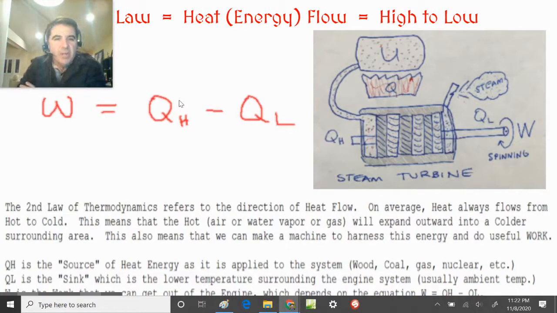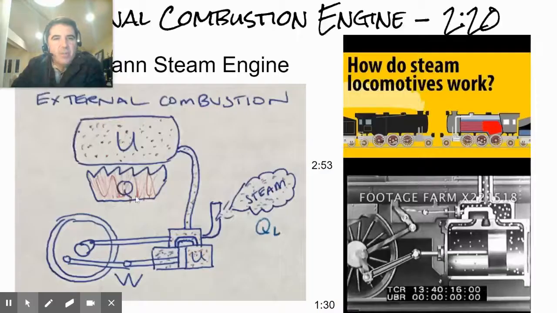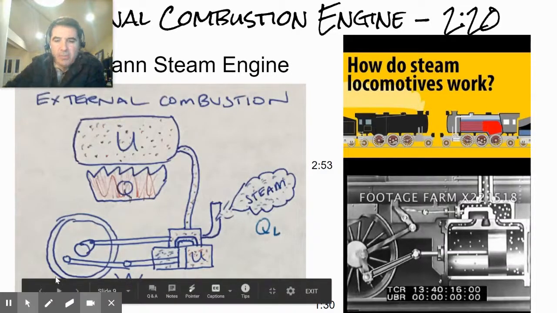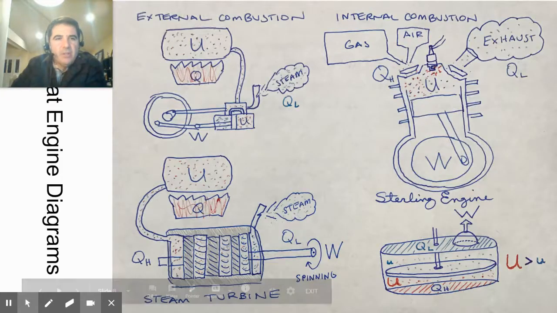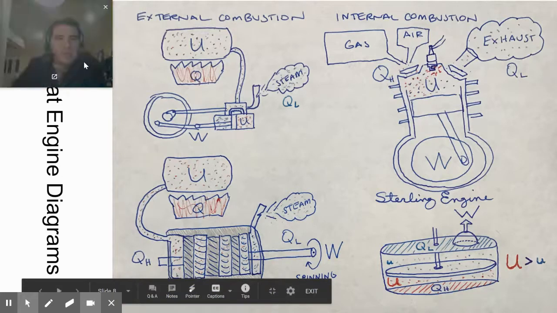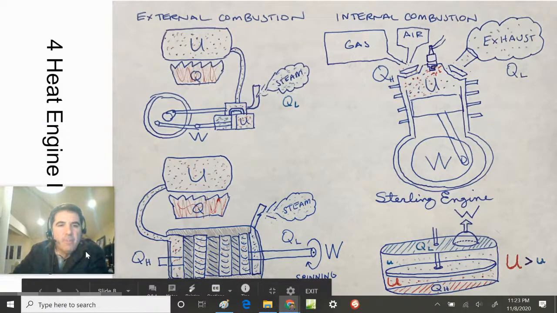That's ambient temperature. W is the work that we can get out of the engine, which depends on the equation W equals QH minus QL. Okay, so now we have some heat engine diagrams. These are all the heat engines that we're going to talk about in this, and there are 4 of them.